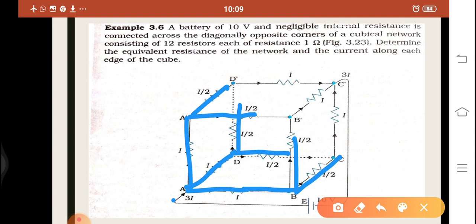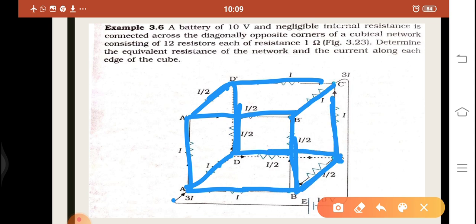Now this I by 2 will go here and this I by 2 comes here, and together they will form I current. Now this I by 2 comes here and I by 2, it will form I. This I by 2 and this I by 2, it will be I. So again I, it will become 3I. We have taken 3I for convenience. As such, there is no rule that we must take 3I. You can take 6I or you can take I.